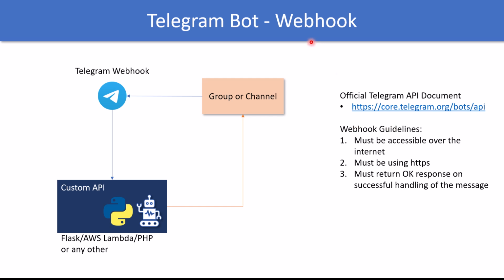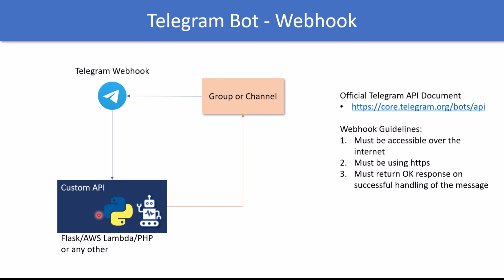This is something which we are going to use, and it is preferred in a production environment. In this one, our custom Python program, which is going to interact with a Telegram bot, is going to be available and serve over an API, basically over the HTTPS protocol. We are going to create an API endpoint, and we are going to tell Telegram that whenever my group or channel or the bot itself receives any kind of message, you send that message to me on this API which I'm going to create here.